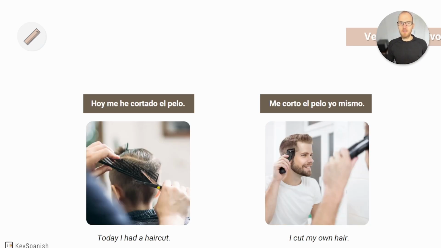Let's look at two more examples. You can either say, hoy me he cortado el pelo, which, by the way, doesn't mean I cut the hair myself. That's why you need the emphasis here, or to make it more clear, to avoid the ambiguity. When we say in Spanish, me corto el pelo, we normally mean we went to the hairdresser. To emphasize that we do it ourselves, you would say, me corto el pelo yo mismo. I cut my own hair. Me corto el pelo yo mismo.